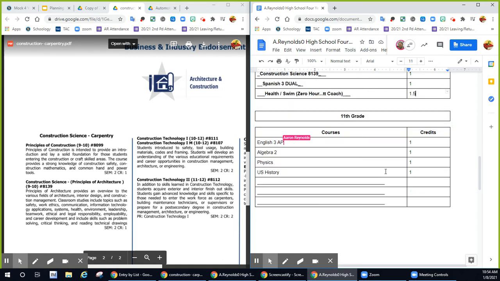Now let's go into our 11th grade year. So Mr. Reynolds is going to put in if he wants AP or dual credit for these. Now, if you took your algebra class before, then by 11th grade, you would be done with your, no.